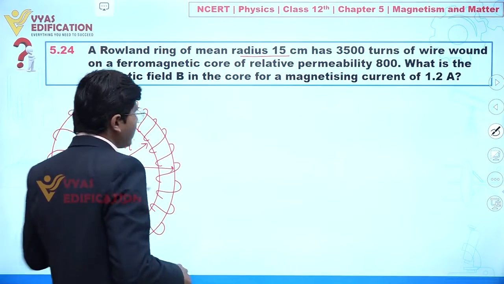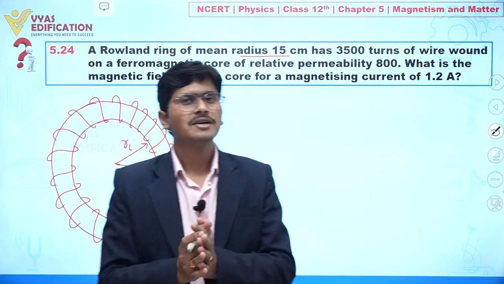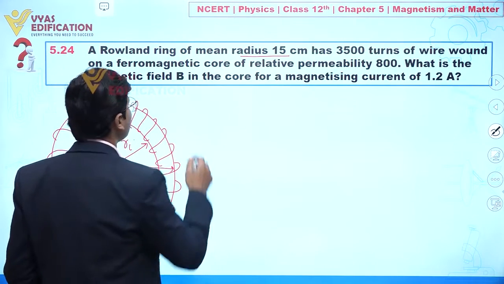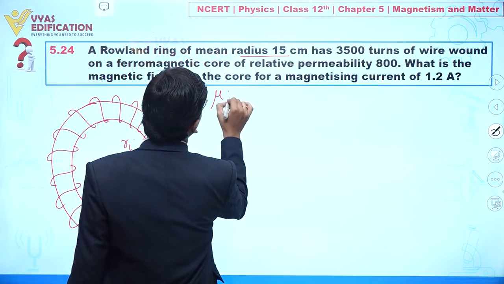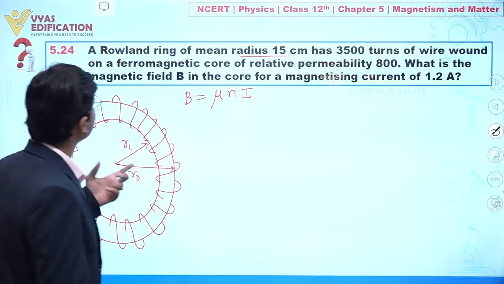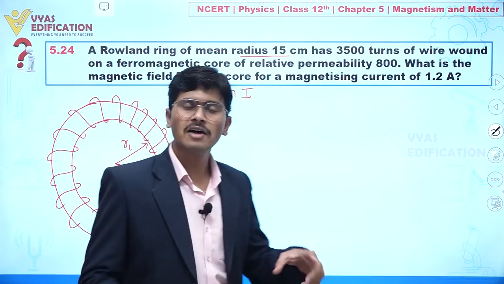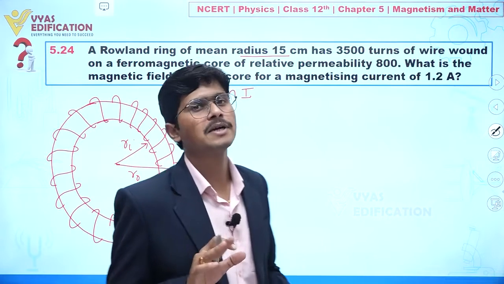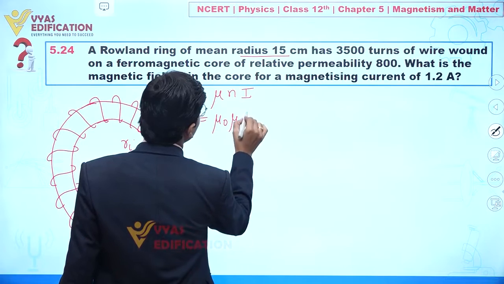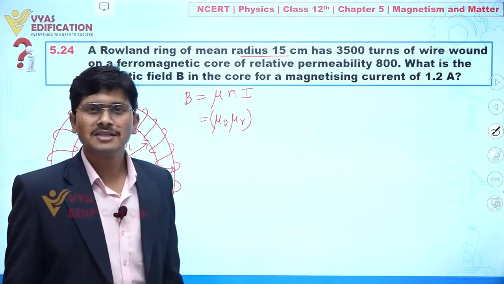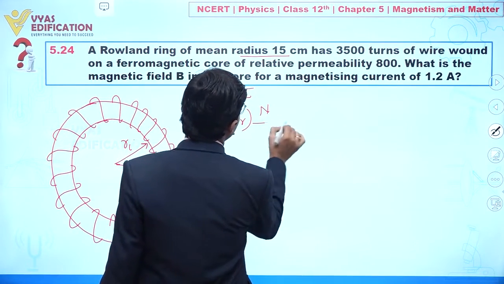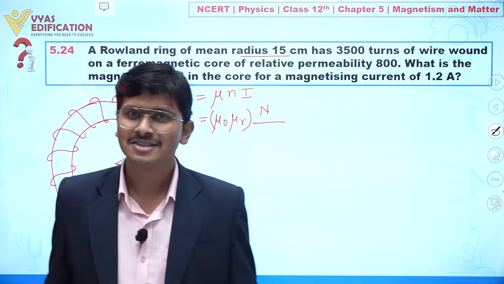Clear? Now we also know for any toroid we will find a uniform magnetic field, that is given by the expression B equal to mu n I. Clear? Why am I writing mu n I? Because here we have a particular magnetic material. Rowland ring has a core that is made up of a special magnetic material. Clear? So we can write mu equal to mu naught into mu r. What is small n? Small n is the number of turns per unit length. Clear? So I can say this is capital N divided by unit length.